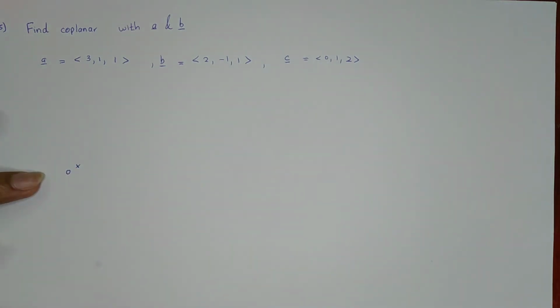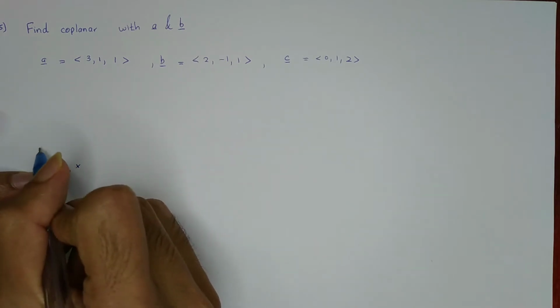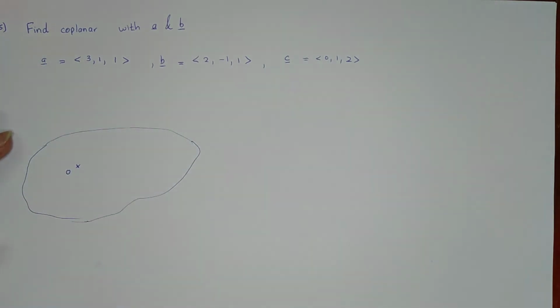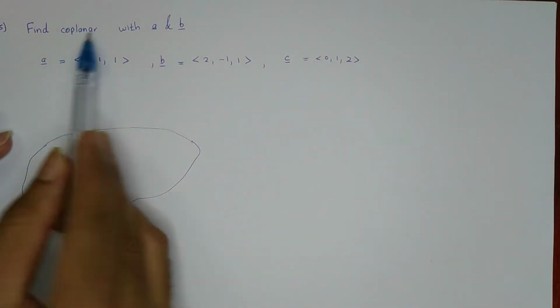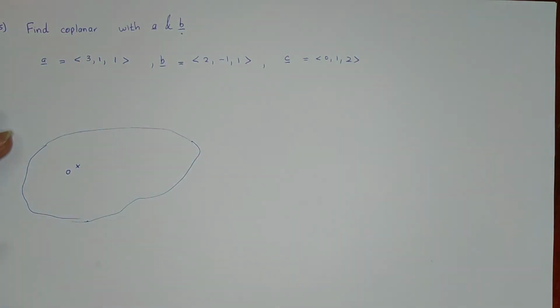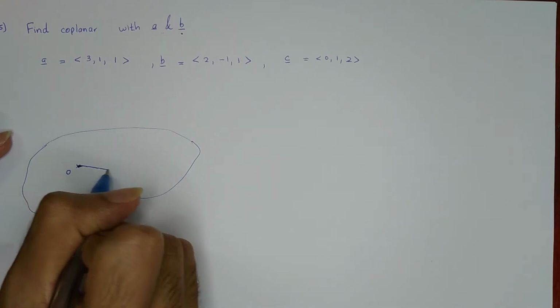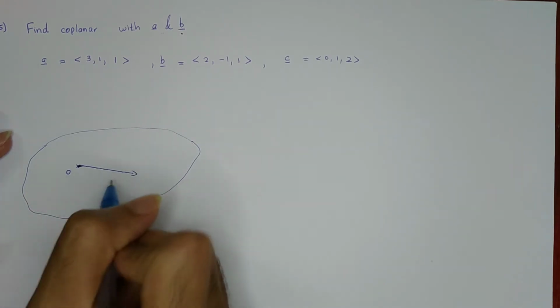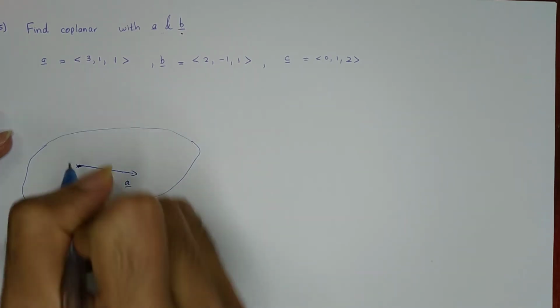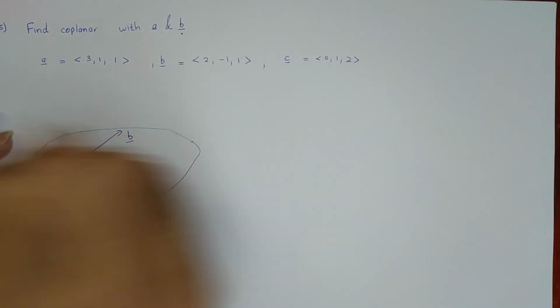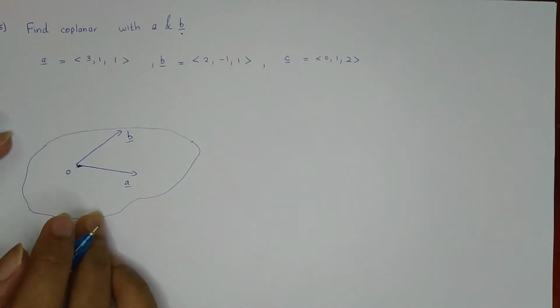For my ease of access, I'm going to draw a plane like this. Our question is we need to find the coplanar vector for this A vector and B vector. So let's imagine both these vectors are in the same plane. Here I'm going to mark the A vector, and on this side I'm going to mark the B vector. Try to imagine like this.